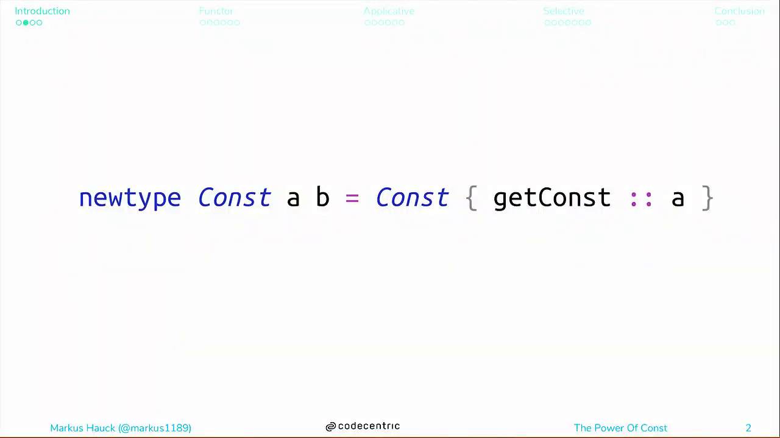Okay, so this is the whole definition of the Const data type. It's just a newtype that has two type parameters, A and B. And as you can see on the right-hand side, you will only ever be able to get an A out of this Const A B. That's because the B is the so-called phantom type, and it's just a tag that is attached to the A, but you will never get a value of this type.